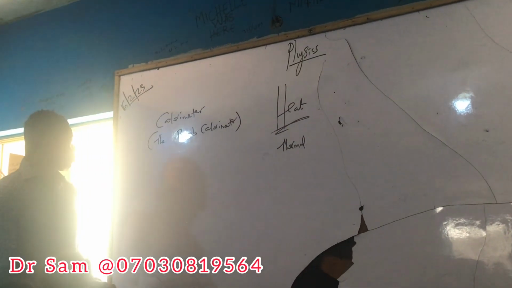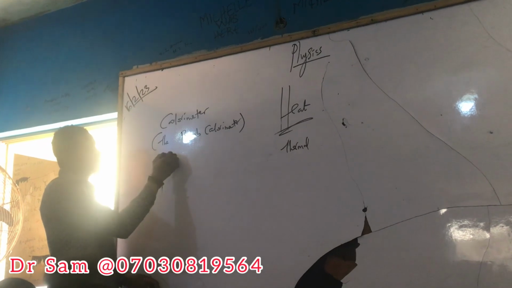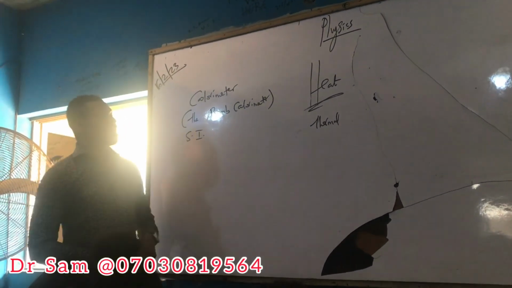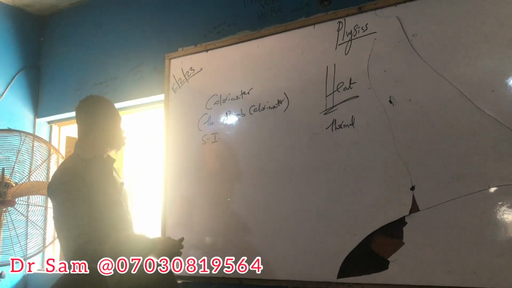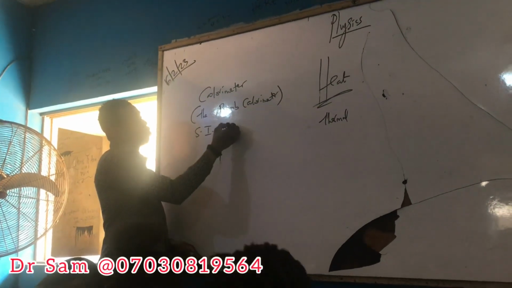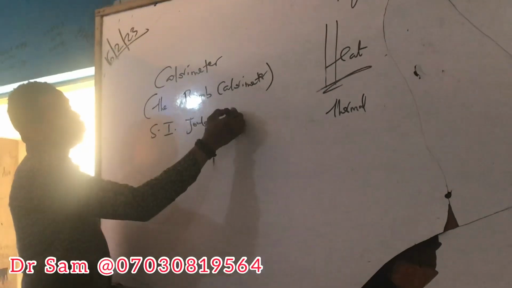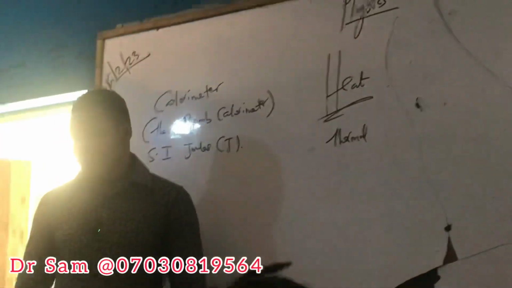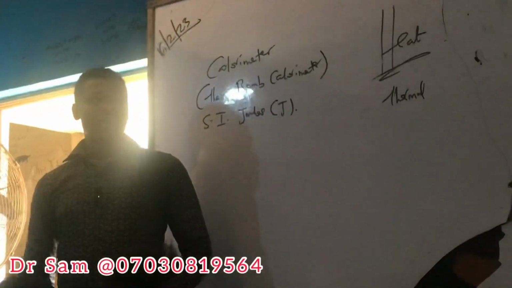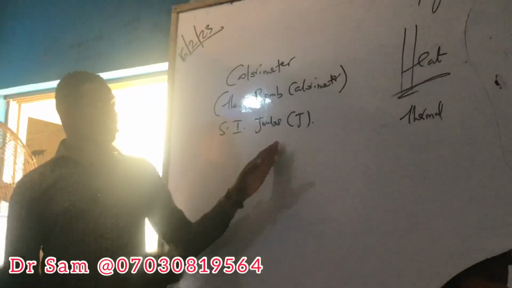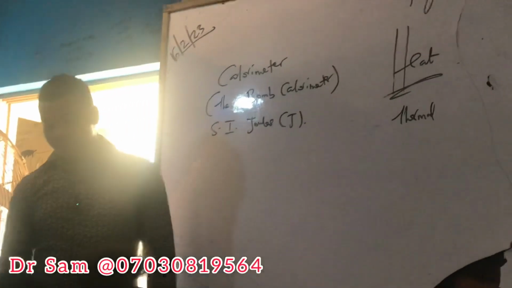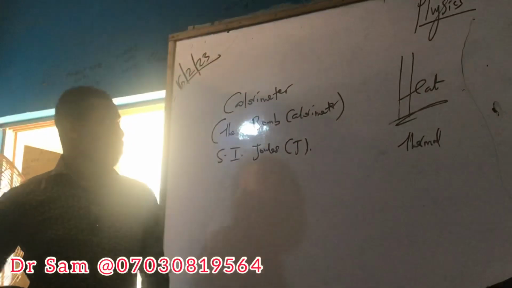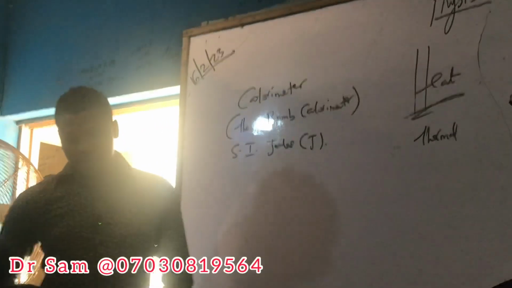Next line. The standard unit of heat energy is joules. Joules. That's the SI unit for heat absorbed by a body or lost by a body. The standard unit is joules. Next line.